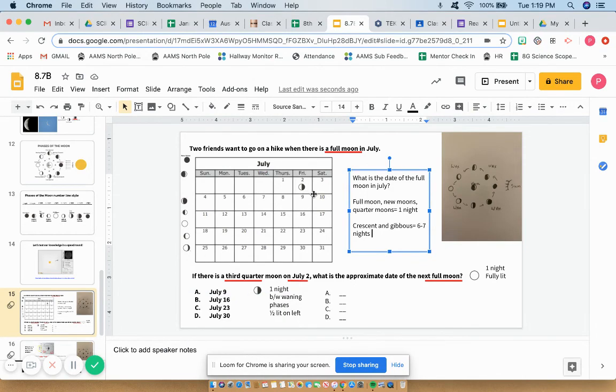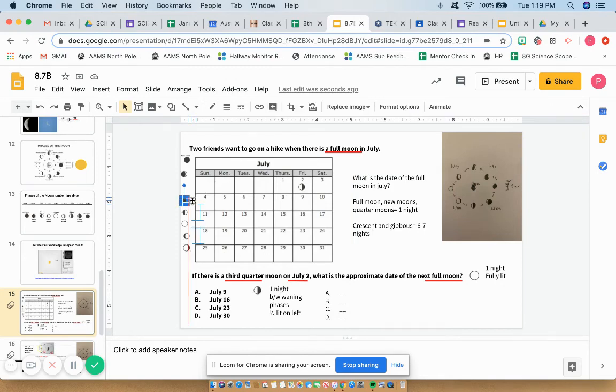What is our phase after our last quarter, Gianluca? Gianluca said waning crescent. That light is waning away, and I am snapping to agree. So we're going to place our waning crescent. And how many days does a waning crescent last? It does last for 6 nights. We're going to count that. 1, 2, 3, 4, 5. The last day of our waning crescent would be July 8th.